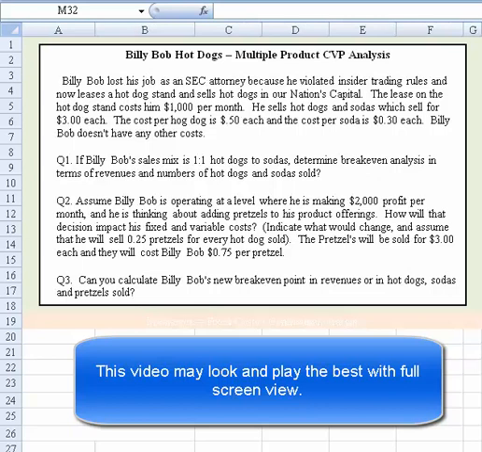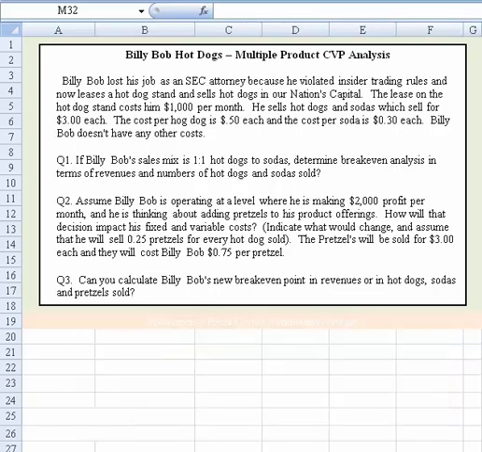Billy Bob lost his job as an SEC attorney because he violated insider trading rules, so now he leases a hot dog stand and sells hot dogs in our nation's capital. The lease on the hot dog stand costs him $1,000 per month. He sells hot dogs and sodas which sell for $3 each. The cost per hot dog, and that should say hot dog in there, is 50 cents each, and the cost per soda is 30 cents each. Billy Bob doesn't have any other costs.